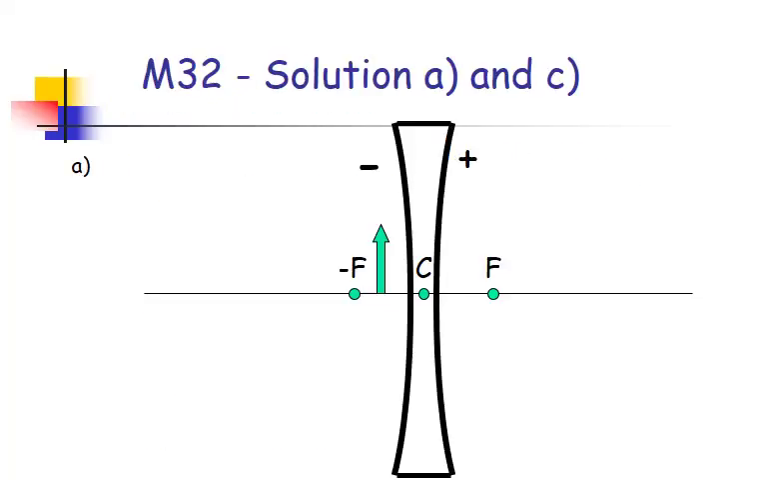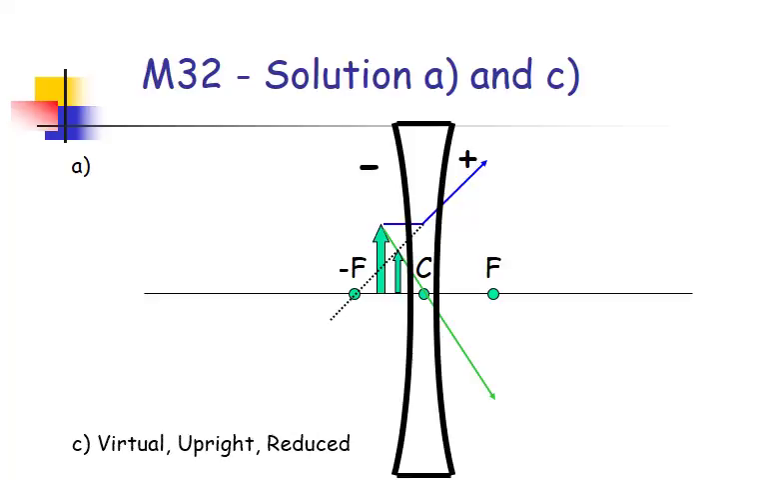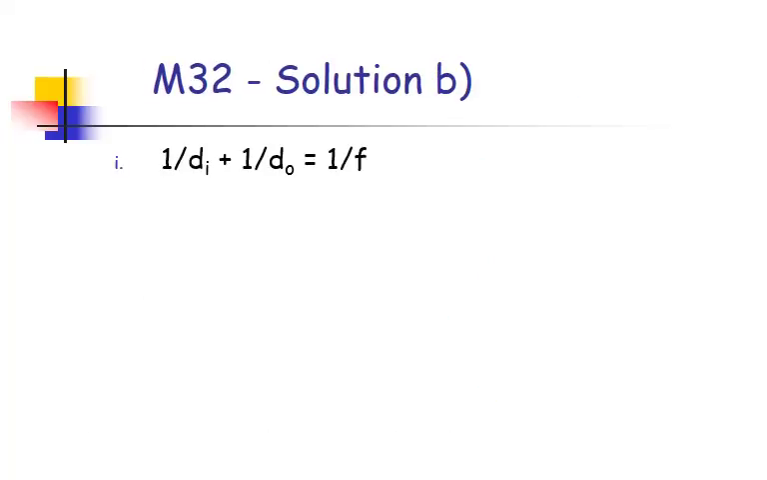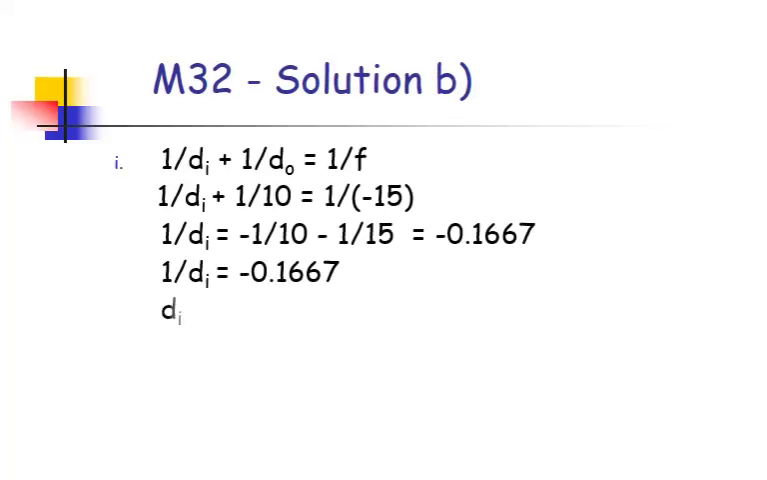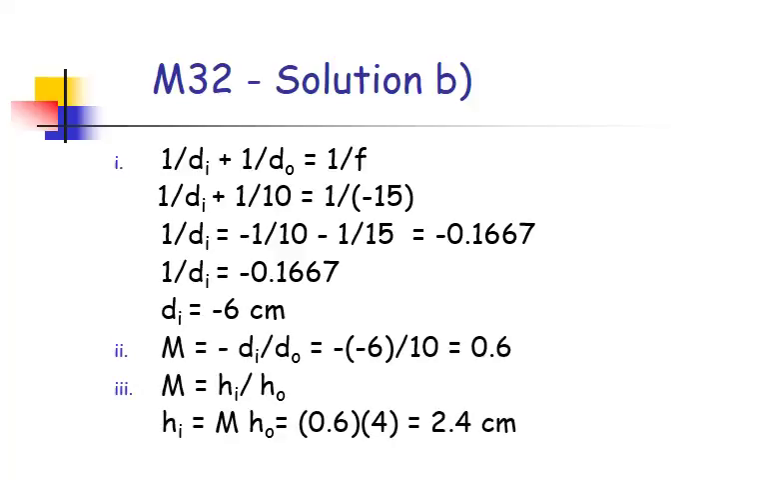Okay, so here's our object, parallel ray, center ray, trace them back, and our image should show up on the negative side, on the virtual side, and so virtual, upright, reduced. For our distance, we should get -6 centimeters and magnification of 0.6 for a height of 2.4 centimeters.